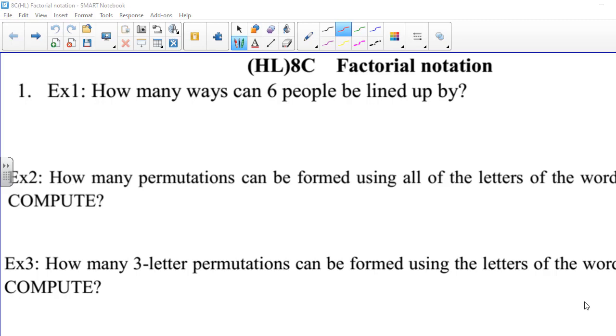Hello everyone, let's look at 8C, Factorial Notation. Before we introduce the Factorial Notation, let's review the counting principle, especially the product principle. Let's look at the first example.